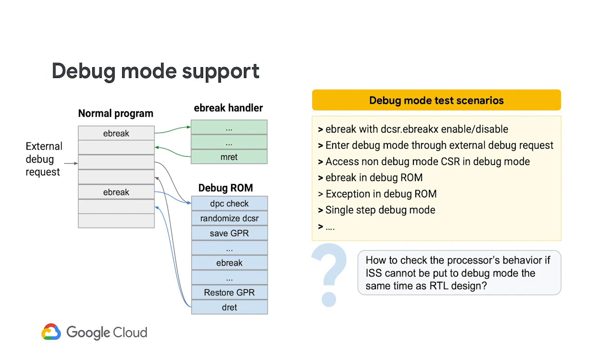There's actually a lot of things we can test with the debug mode, because you can do the ebreak with the DCSR enabled or not. You can enter debug mode from external requests. You can do single stepping. You can have exceptions in your debug ROM. So there's a large verification space we need to explore.